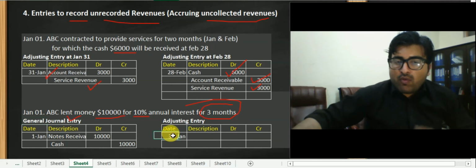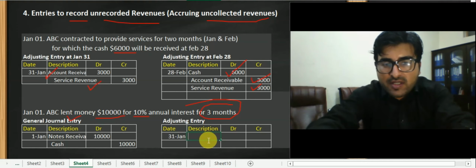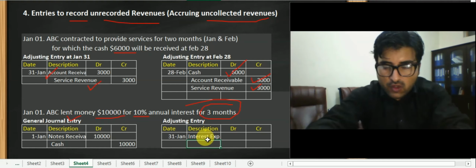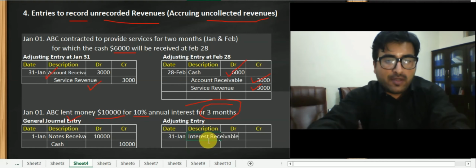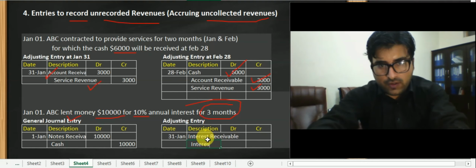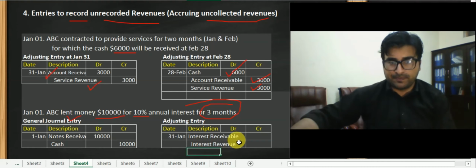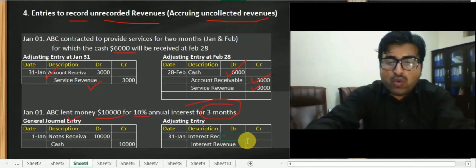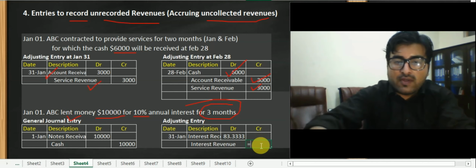Okay, now what is adjusting entry? After 1 month you are earning interest. How much is interest? Interest expense debit, sorry, interest receivable debit, and interest revenue credit. Okay, how much interest receivable? 1 year interest is 1,000, right? So 1,000 divided by 12, so 83.33 in equal sign.